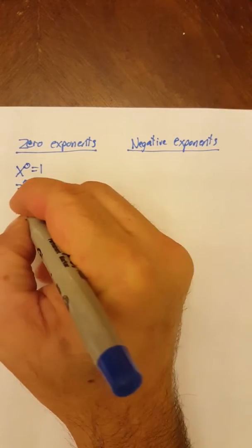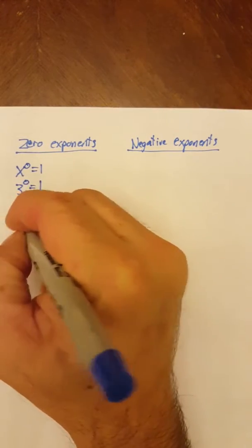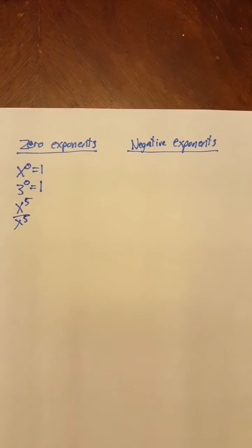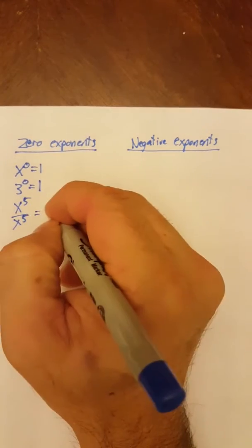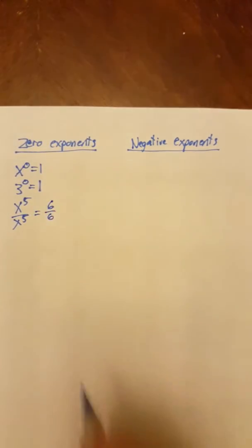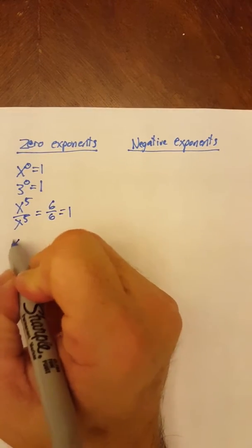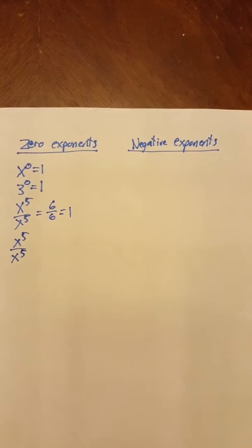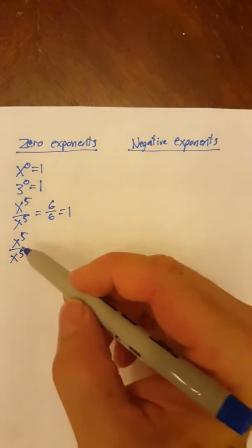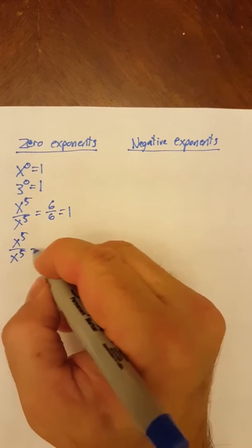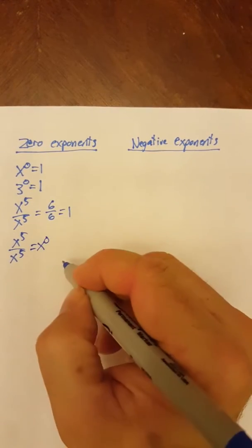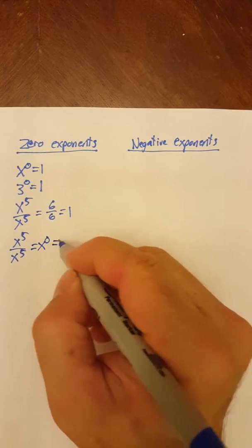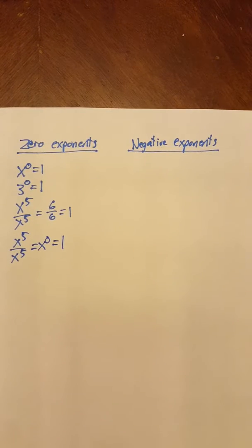The reason for that is anything over itself is just 1. So if we have x to the 5th over x to the 5th, that's 1. Same thing as having 6 over 6, all of that equals 1. Now, if we were to take x to the 5th over x to the 5th, which we know equals 1, and think of it as a division problem, we would have 5 minus 5, which is 0, so this is going to leave us with x to the 0. We already know that this equals 1, therefore x to the 0 equals 1.